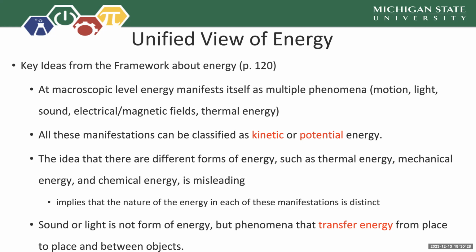That at the macroscopic level, and by the term macroscopic, I mean at the large level here, right? What we can see, what we can feel, what we can touch. At the macroscopic level, energy manifests itself in a variety of different phenomena. So we experience energy by motion, light, sound, electrical and magnetic fields, and thermal energy. Those are the ways in which energy is manifested. But that's not what energy is. And that's where a lot of the confusion happens, right?